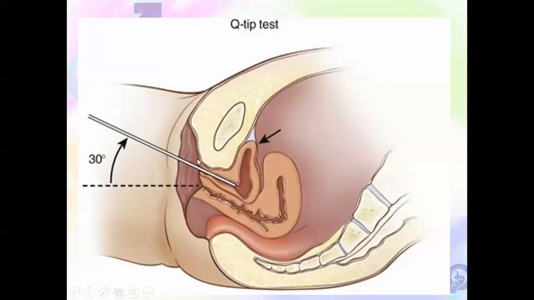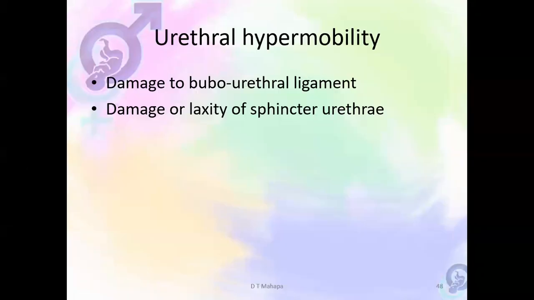This is putting in a Q-tip test. You put a cotton wool stick inside the urethra. You ask the patient to strain or to push. And if the cotton wool deviates more than 30 degrees, you know that is a significant urethral hypermobility. That's called the Q-tip test. We don't do it anywhere. I don't encourage anybody to do it.